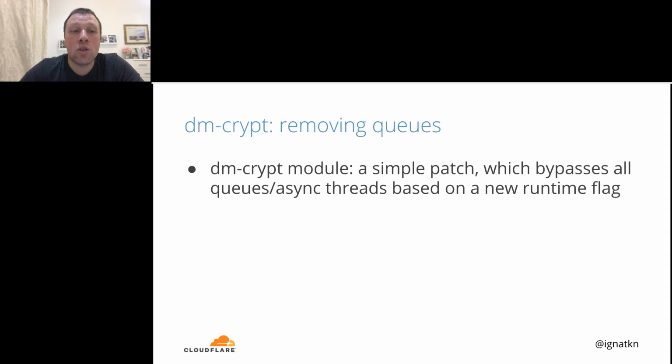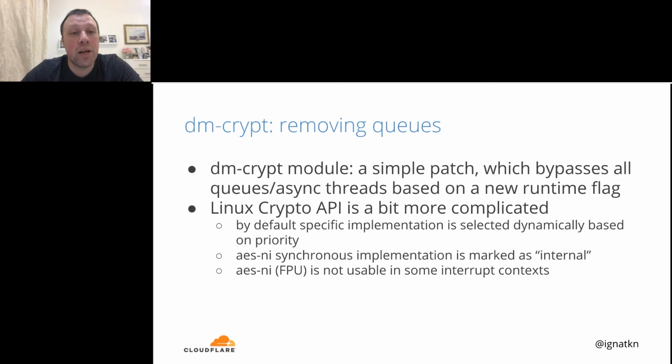We made a simple patch to the dm-crypt module which introduces yet another runtime flag which we can flip now, and flipping this flag makes dm-crypt bypass all the queues and asynchronous threads in its implementation. The Linux crypto API is a bit more complicated, because by default when you request a specific algorithm from it, you might get different implementations. The Linux crypto API may have several implementations of the same algorithm, and it will pick the best one depending on the configured priority. But here we didn't want to take any chances.